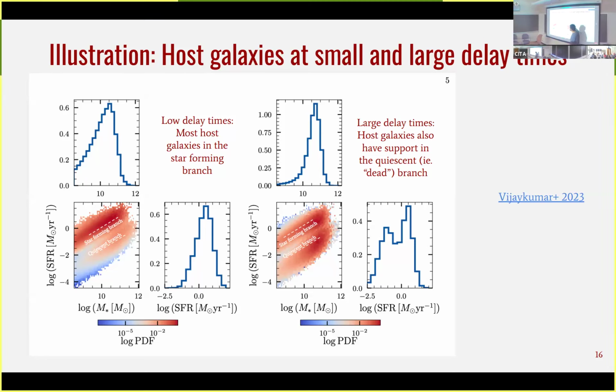So if you have low delay times, then most of the host galaxies would be star forming, as is shown in this figure. As you can see, there's more support for galaxies to be star forming, so they have high star formation rate and low star formation rate. But then when you have high time delays in the population, you have support for very massive galaxies to be your hosts. And this is just due to the fact that all the galaxies that actually formed the progenitor binaries are sort of quiescent by now. So this is what happens when you have large delay times.